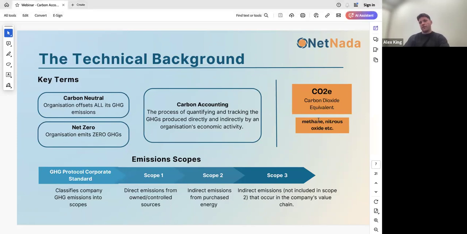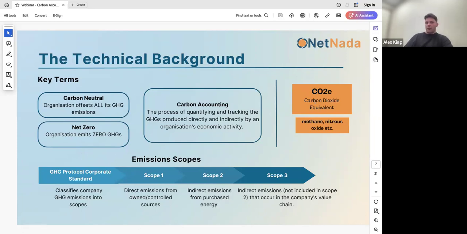The next here is CO2e. So always seen as carbon emissions. I'm sure you will have heard of methane or nitrous oxide, which are also greenhouse gases. So to make it simpler for everyone, everything is boiled down to a carbon dioxide equivalent. Like methane, for example, 1 part methane is around 32 parts carbon. So everything is brought into CO2e, and that's why carbon emissions is the most commonly referred to greenhouse gas.